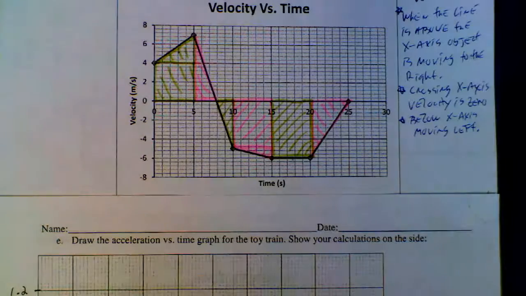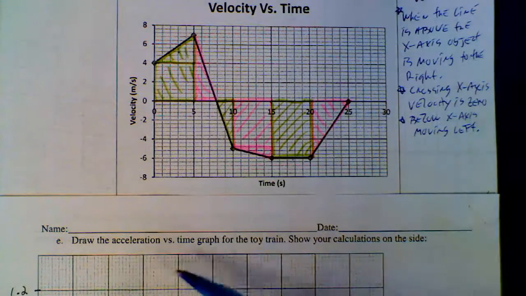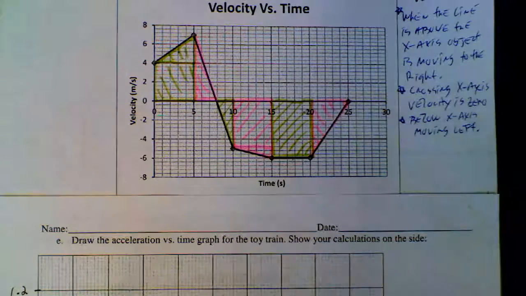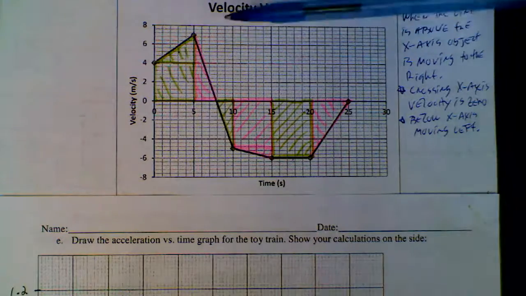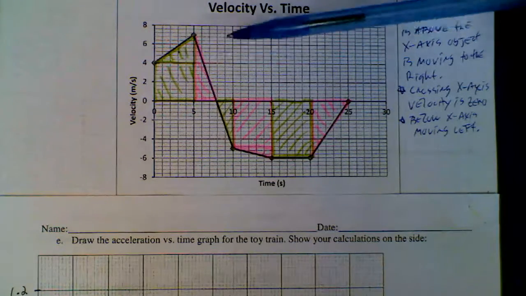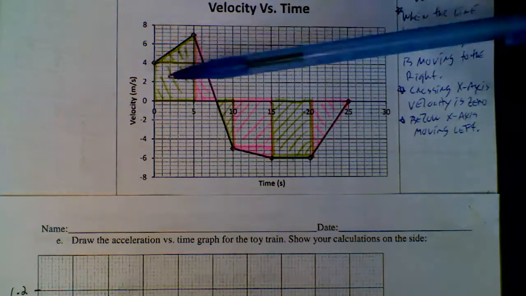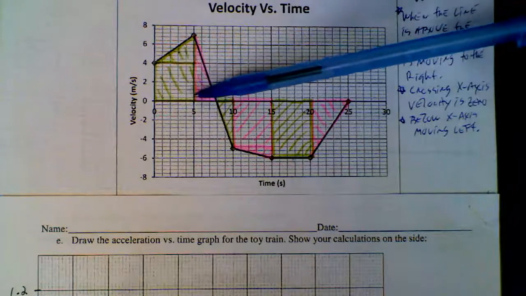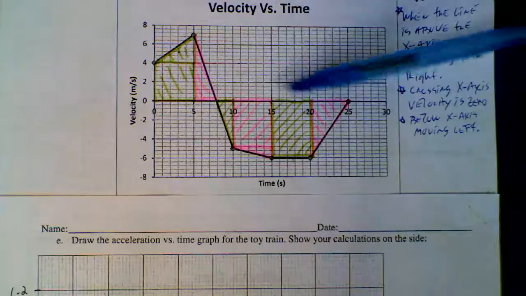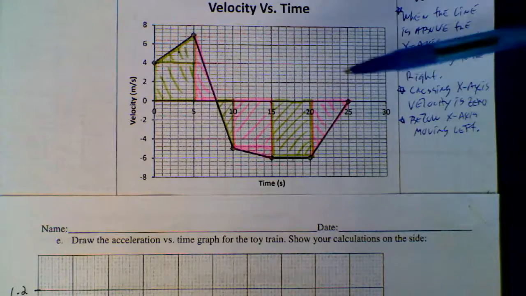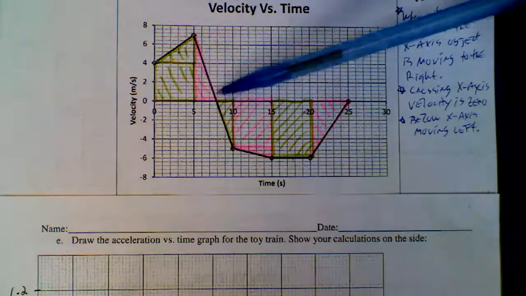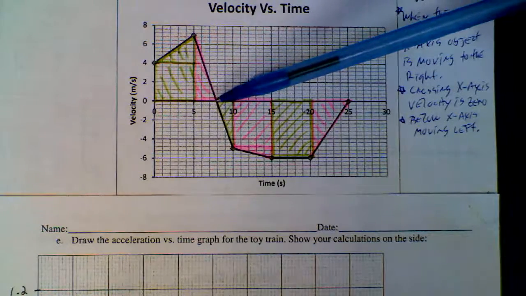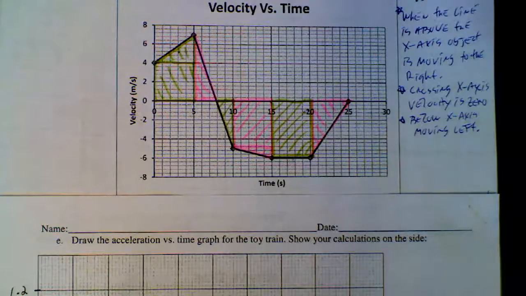The next question wants me to plot an acceleration versus time graph for this velocity versus time graph. In order to do that, I need the velocities in these time intervals. Now, the time intervals that I'm using for this are a little different than the displacement time intervals. I'm going to be going from 0 to 5 seconds, 5 to 10, 10 to 15, 15 to 20, and 20 to 25 seconds. I don't need to worry about breaking this segment up into two different shapes because it crosses the x-axis when I do acceleration.